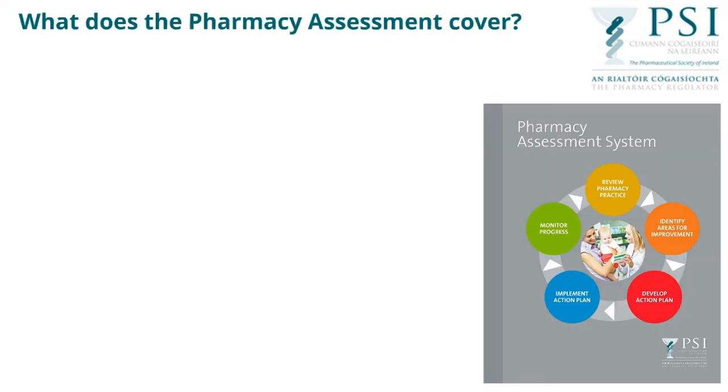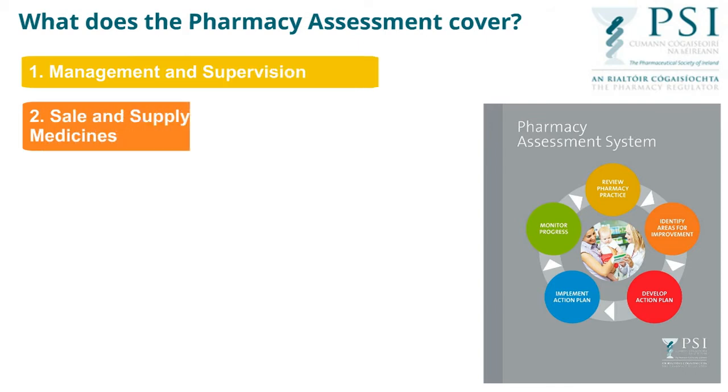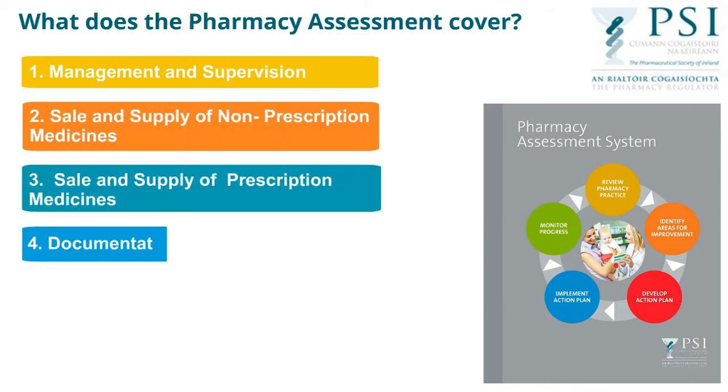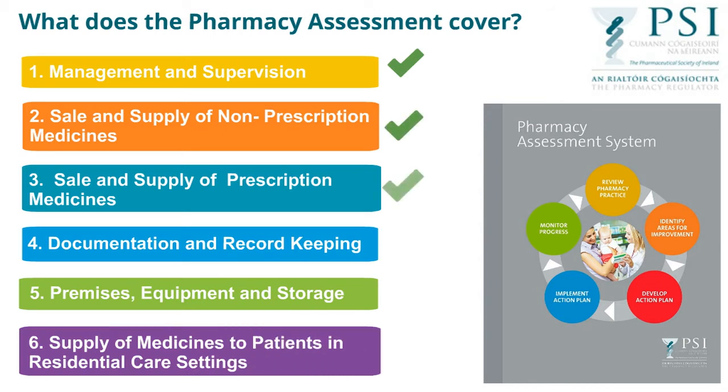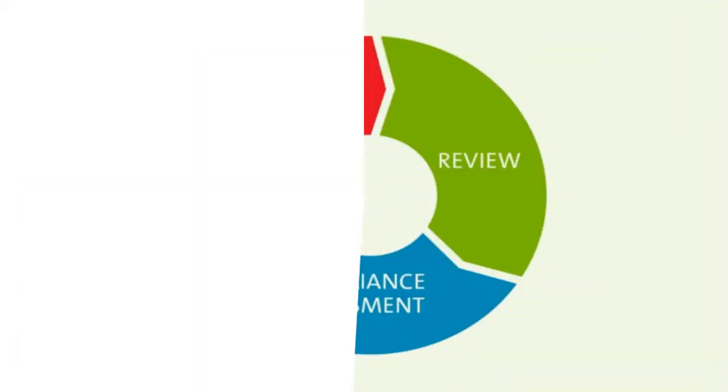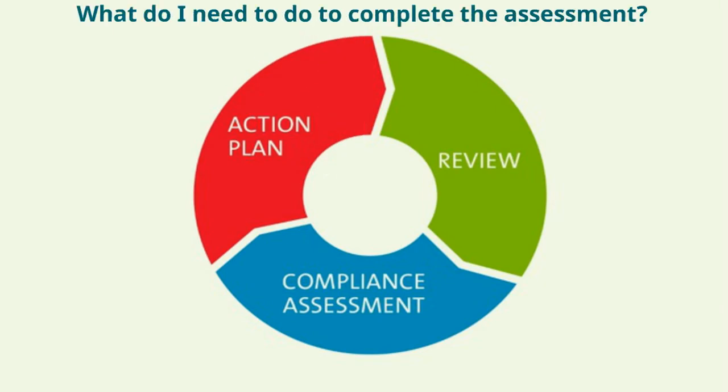The Pharmacy Assessment System contains 6 assessment sections, each relating to a key area of a pharmacy's practice. The first 5 sections must be completed by all pharmacies. Section 6 should be completed if the pharmacy supplies to patients in a nursing home or in another type of residential care setting.